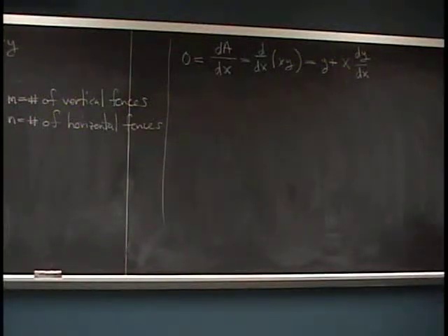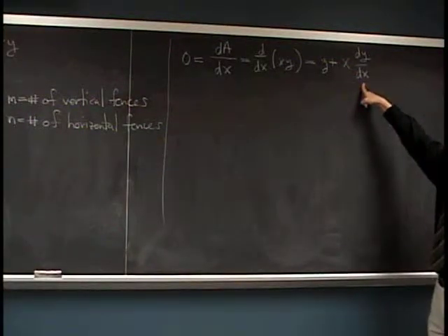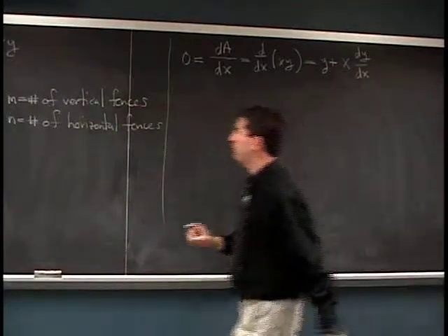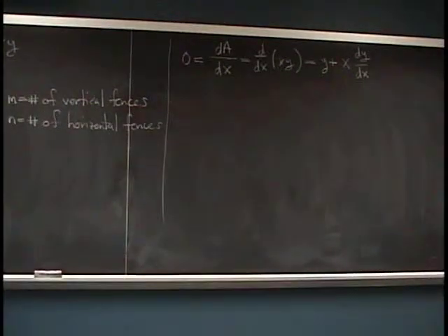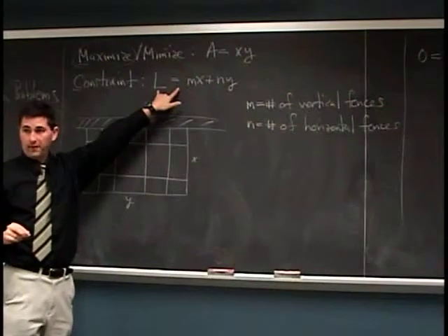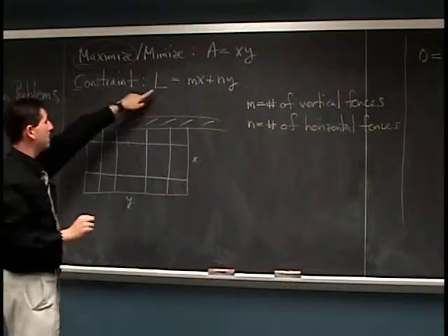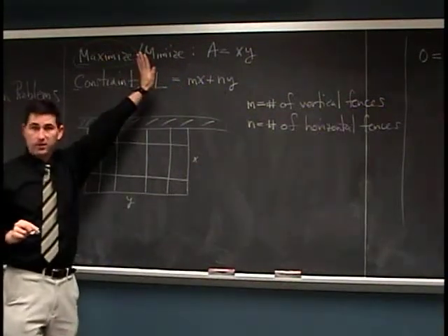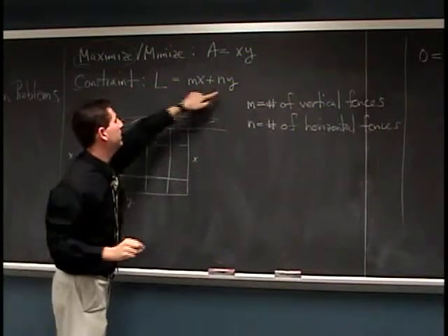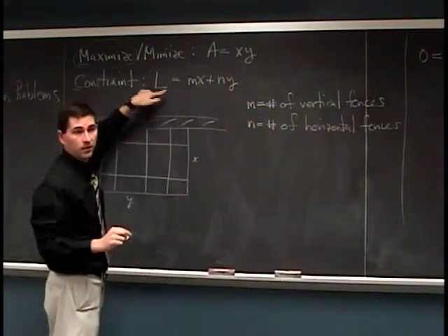Okay? Well, can we actually figure out what dy dx is? How could we do that? Well, look over here. We have another formula we can use. We have our constraint. Remember, L is some fixed number. It's just a constant. So what if we took the derivative of this expression with respect to x? What would we get?